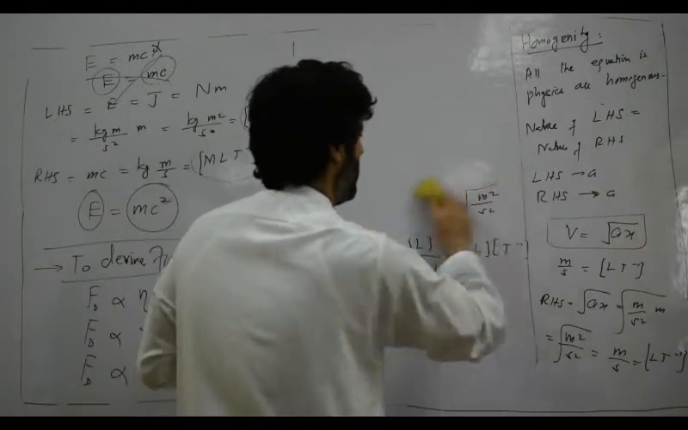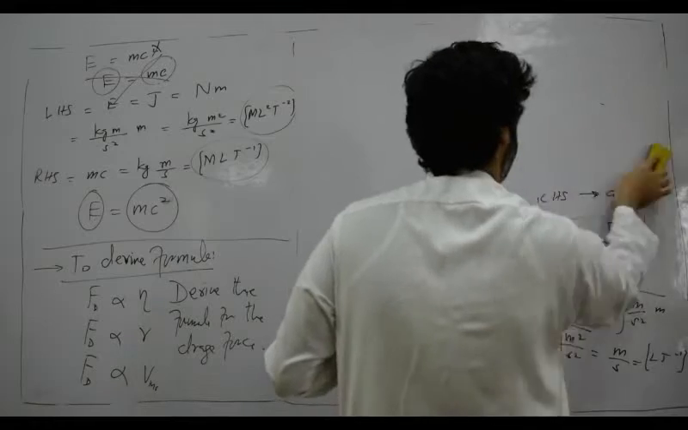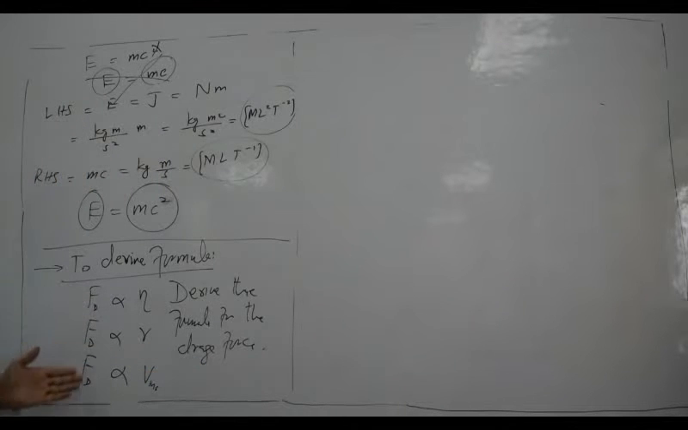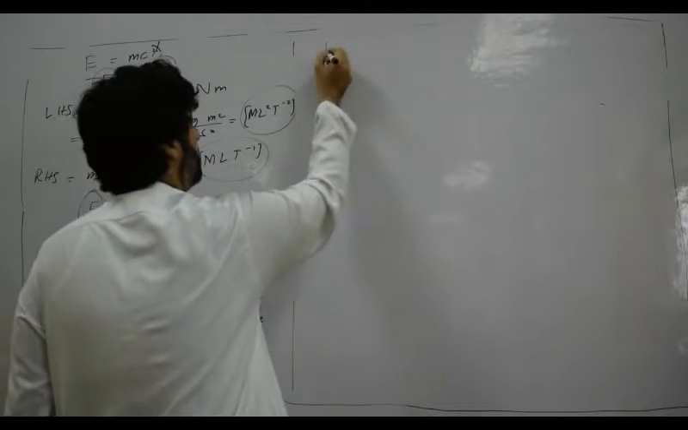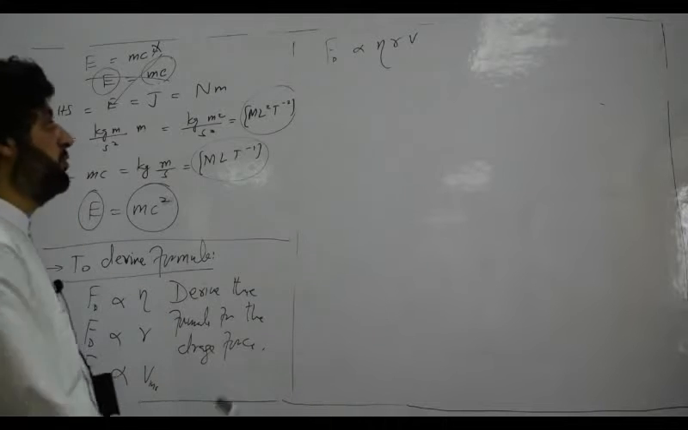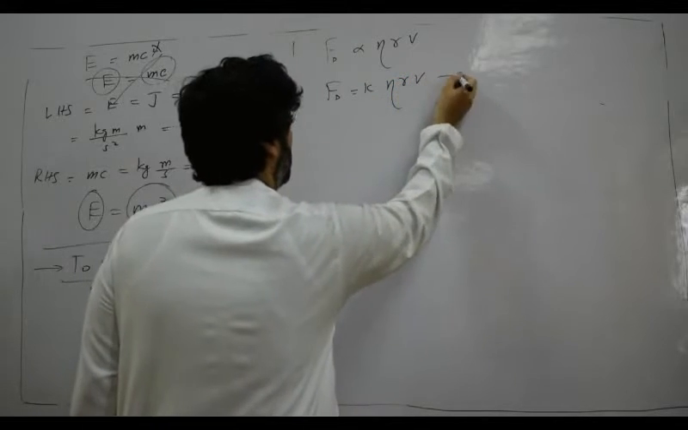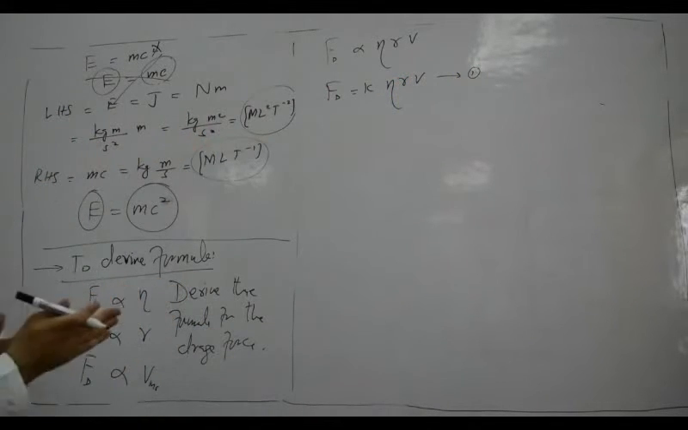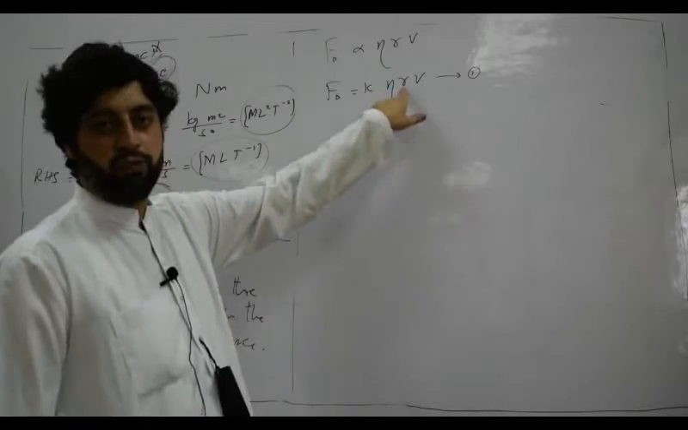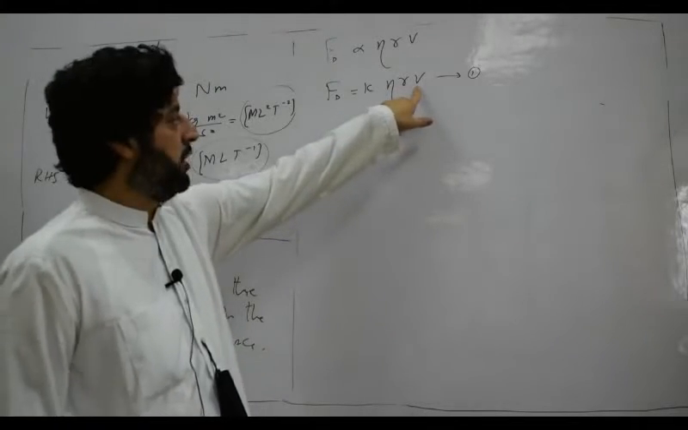Now we are going to derive the formula by dimension. So combine all these three equations, and we will get F is proportional to eta R V. Now if I remove the proportional sign, I'll place a constant, K. Look at here, we don't know about the viscosity, whether it is directly proportional or inversely proportional. We don't know about the radius, whether it is directly proportional or inversely proportional. The same is the case with the instantaneous speed. We don't know about its relation.